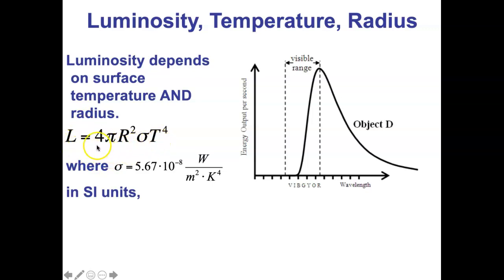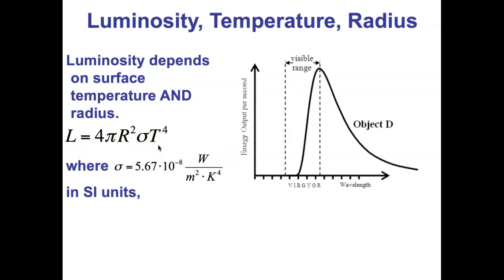The rest of these are just constants, right? 4 pi, you know what pi is. Sigma here, the little lowercase sigma, is what's called the Stefan-Boltzmann constant. It's another constant. And if you were doing this equation using SI units, the Stefan-Boltzmann constant has a value of 5.67 times 10 to the negative 8 watts per square meter per Kelvin to the fourth. Again, this equation is all in SI units, where the luminosity is in watts, the radius of the star is in meters, and the temperature is in Kelvin.